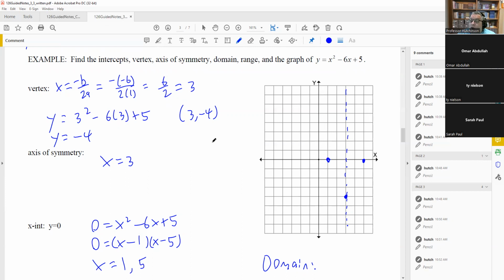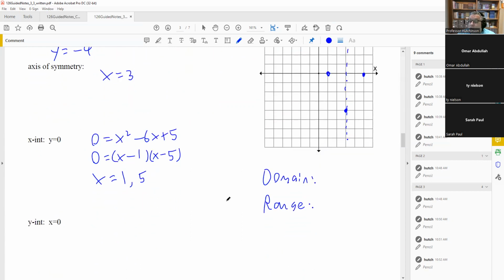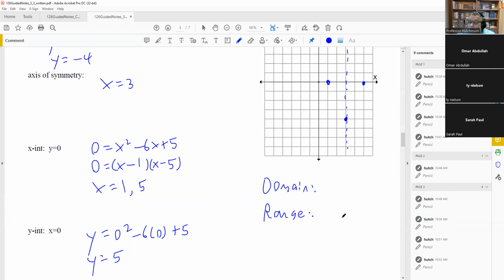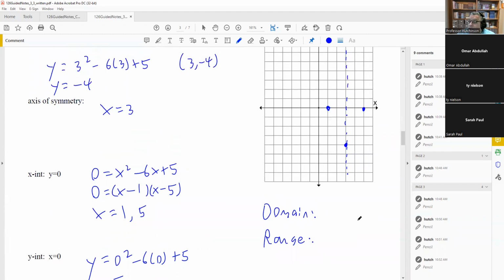Now we have one more point we want to find before we graph it, and that's going to be the y-intercept. So for the y-intercept, you put a 0 in for x. So you have y equals 0 squared minus 6 times 0 plus 5. Y equals 0 minus 0, so you just get a 5. Okay, so 5 would be the y-intercept. And so then I can put that on the graph. 1, 2, 3, 4, 5. It's going to be right here.